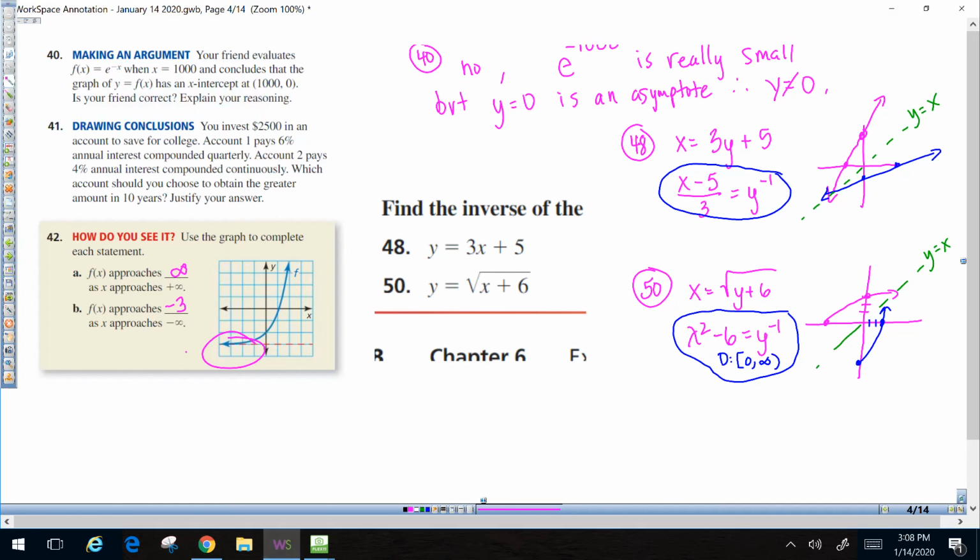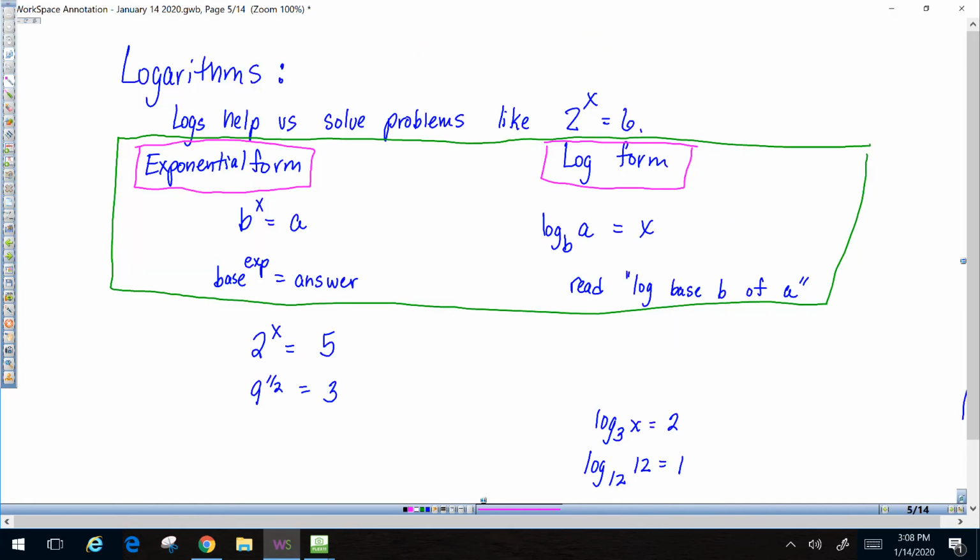So we ended your homework with inverses. We're starting today's lesson with inverses. All right, and the inverse of an exponential function, well, an inverse of an exponential is a logarithmic.